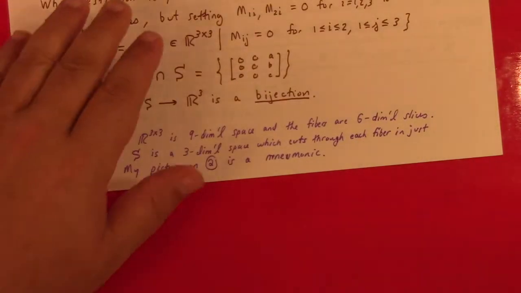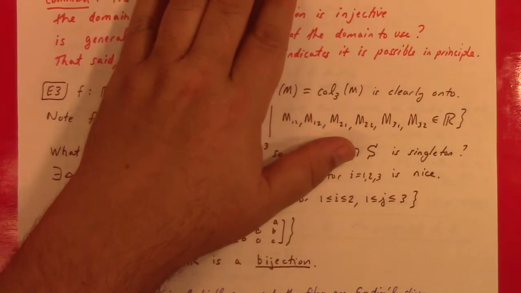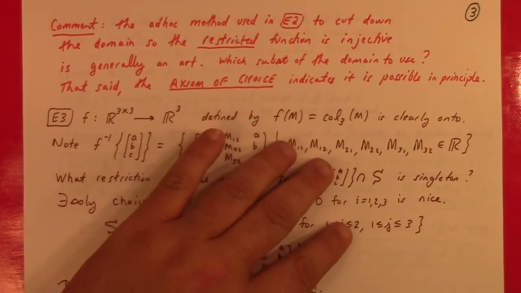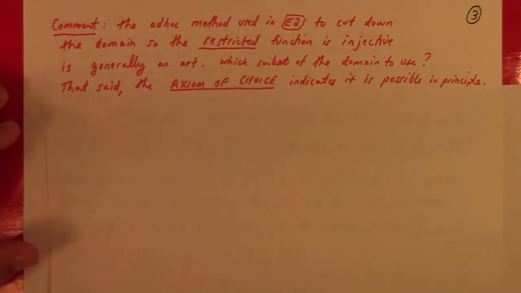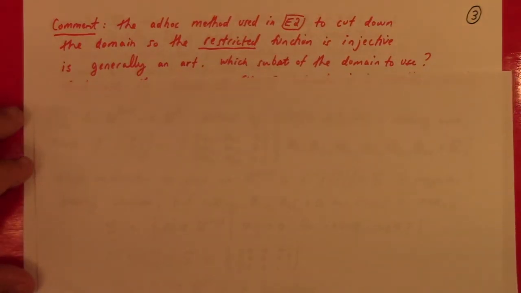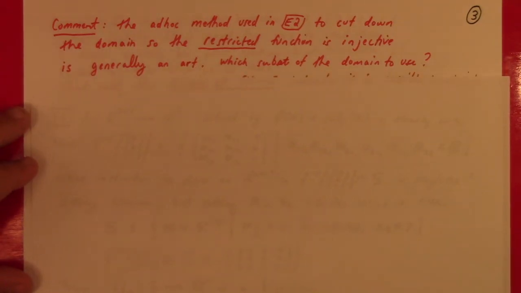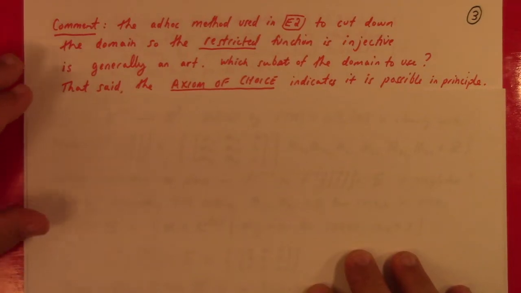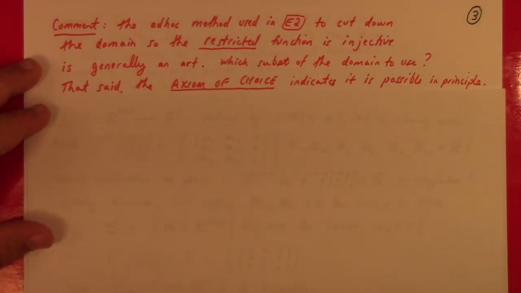So, a comment. The ad hoc method I just used in example 2, well, it is ad hoc, right? And generally speaking, as I was saying before, it's an art to figure out how to restrict the domain for a specific concrete example to actually make it into an injection. There are some general techniques, all right? But in terms of existence, the axiom of choice, as we'll discuss a little bit later in this lecture, indicates it's possible, at least in principle.